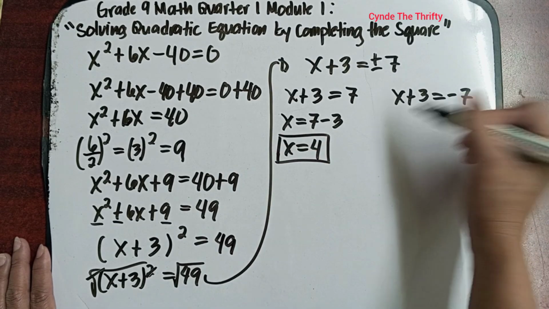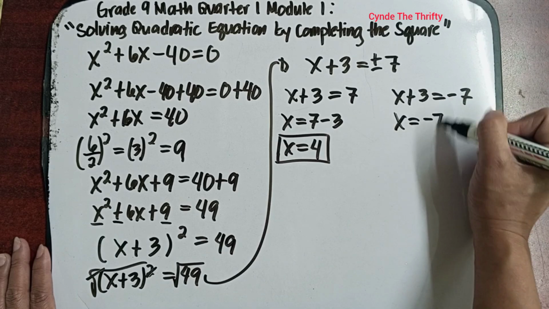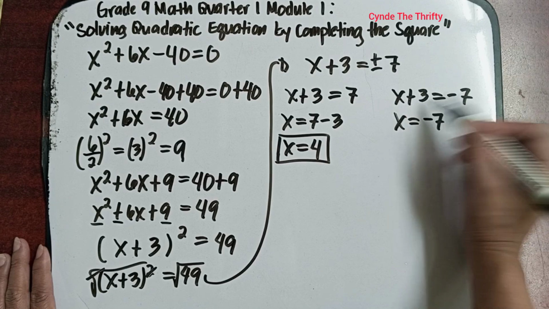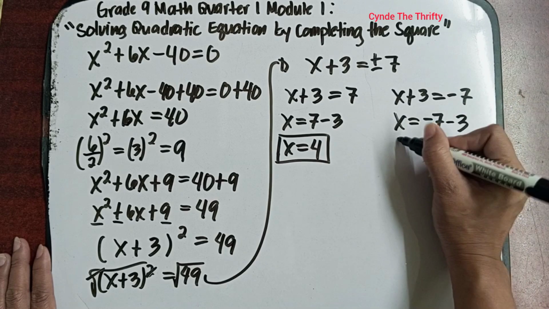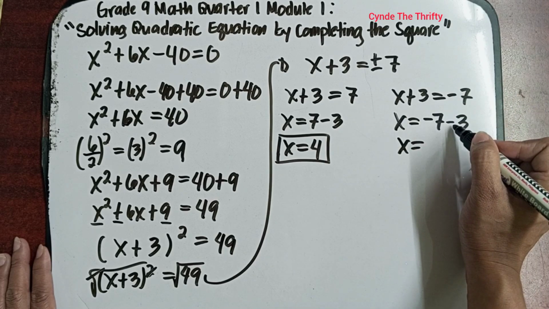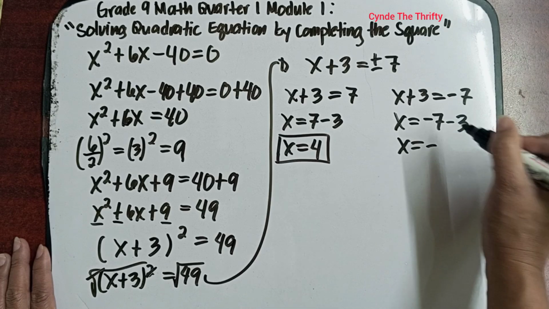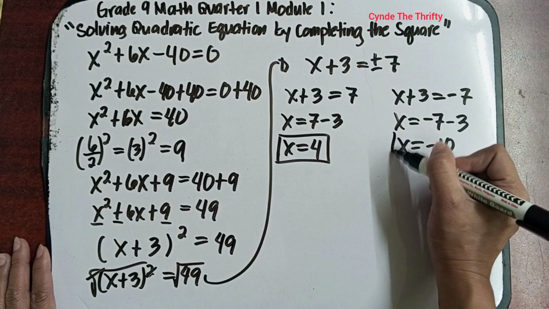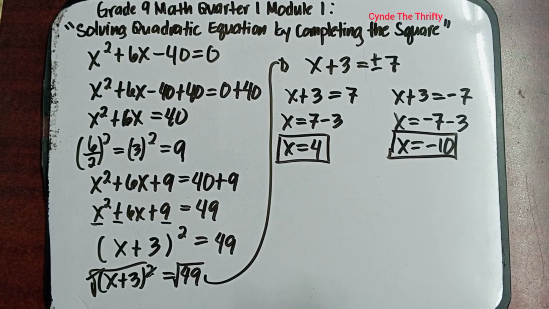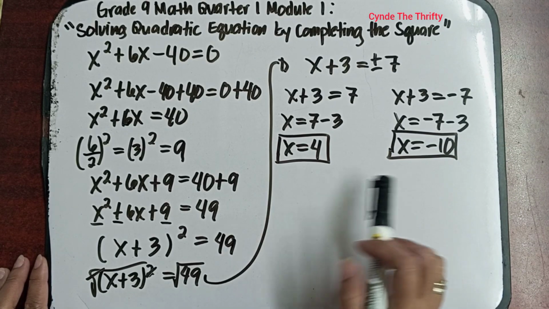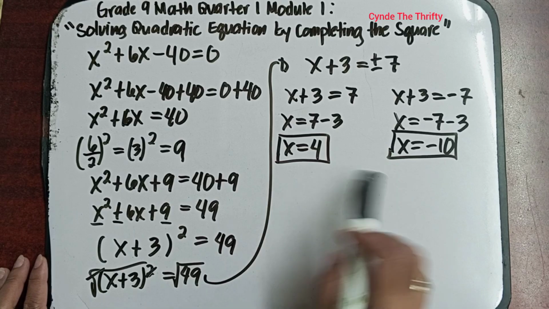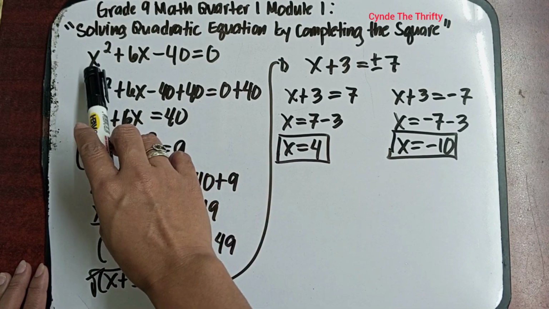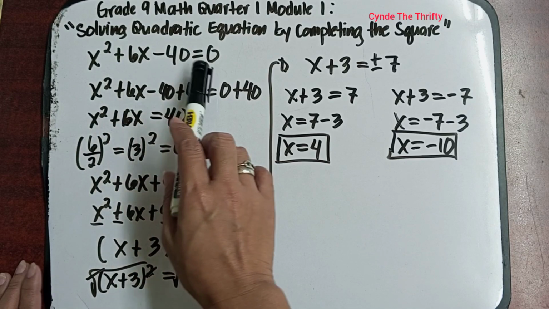Sa kabila naman, x is equal to negative 7. Si 3 ilipat sa kabila. Dahil positive, magiging negative. So, minus 3. X is equal to negative and negative, add, and then kopyahin si negative. 7 plus 3 is 10. Okay, so ang isang value naman ni x is negative 10. Ang last step natin is i-check natin kung tama ba ang ating value. So, ang gagamitin natin is ang ating original equation, which is x squared plus 6x minus 40 is equal to 0.